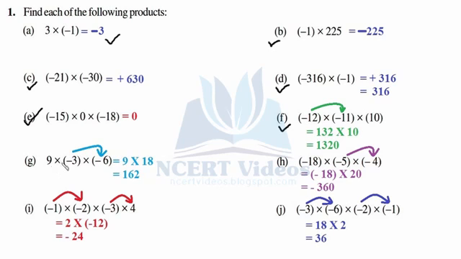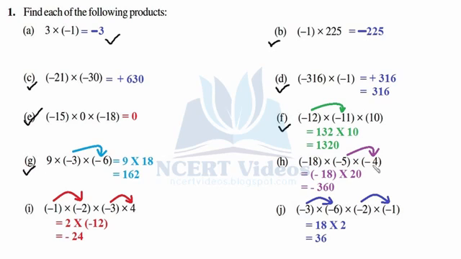G part. Here, first of all, we will multiply 3 into 6 gives you 18. Therefore, we write 18. Minus minus is plus. Now multiplying it with 9. So you can multiply it. 9 8s is 72. 7 is carry. 9 1s are 9. 9 plus 7 is 16. Therefore 162.